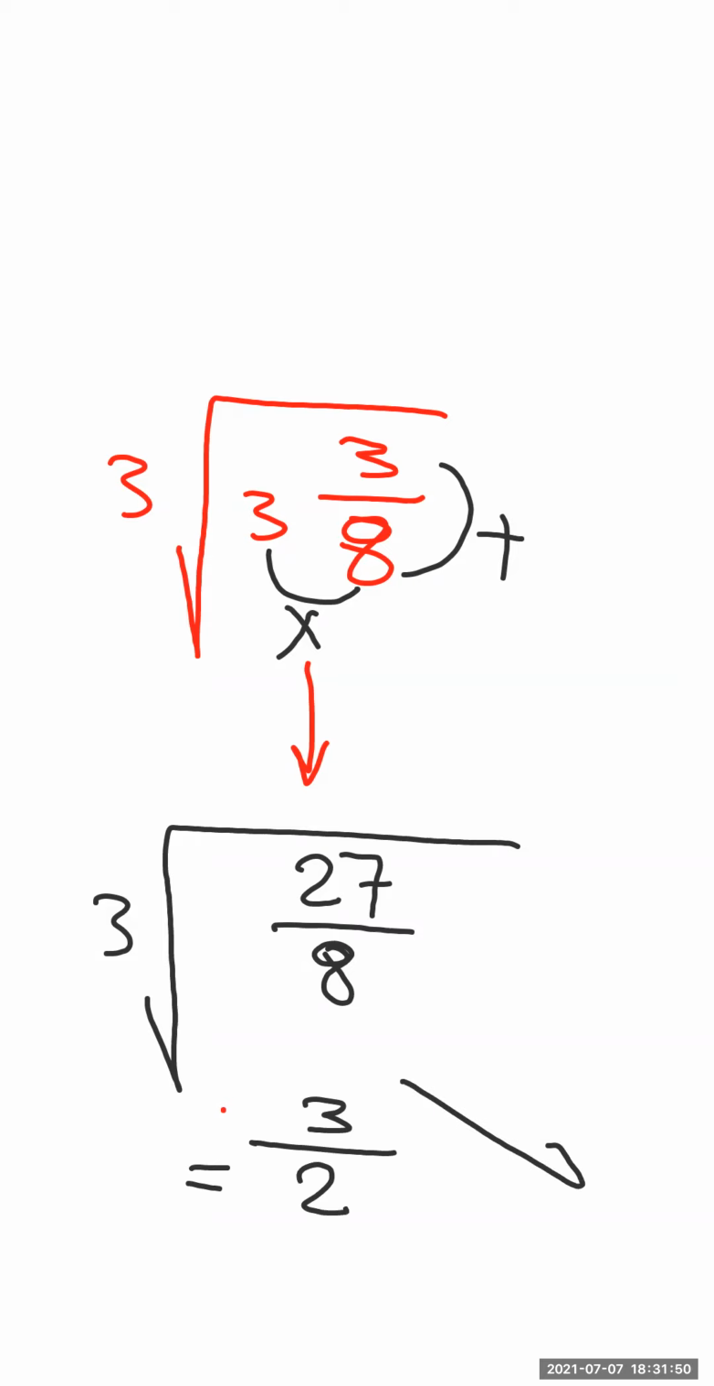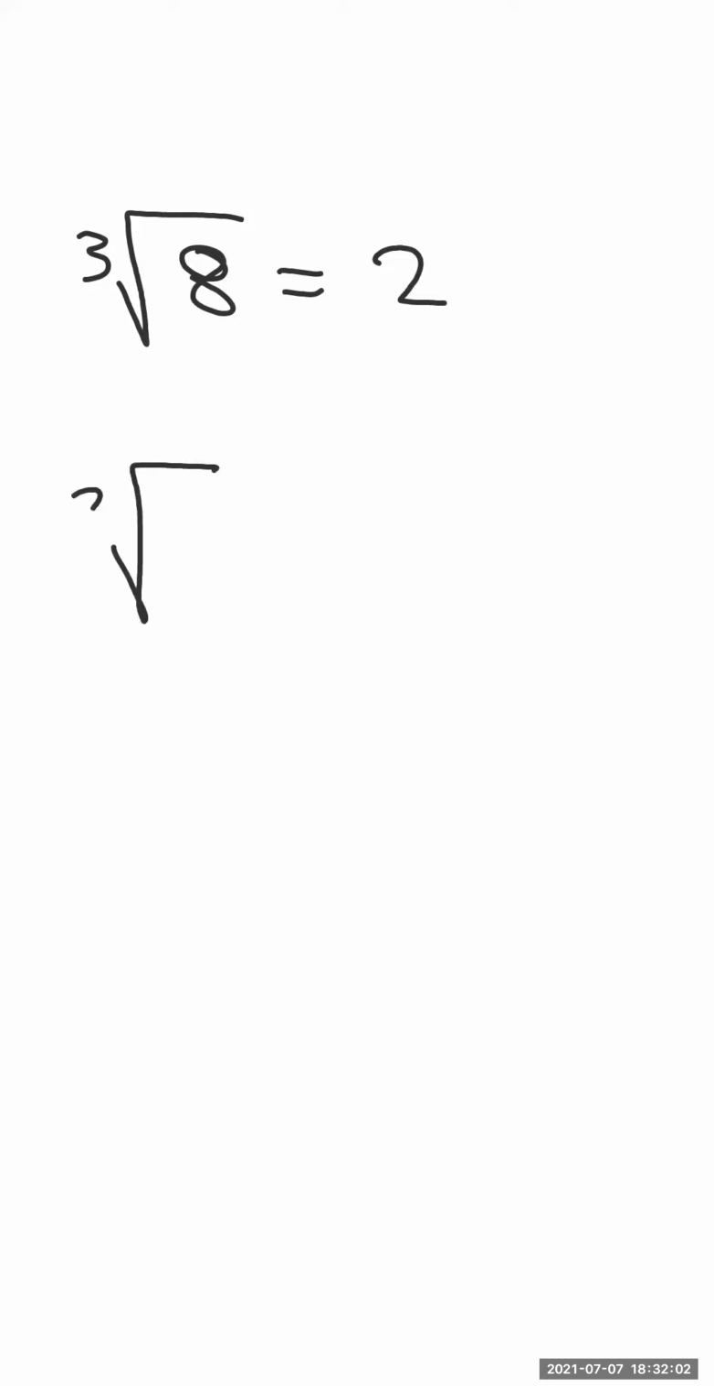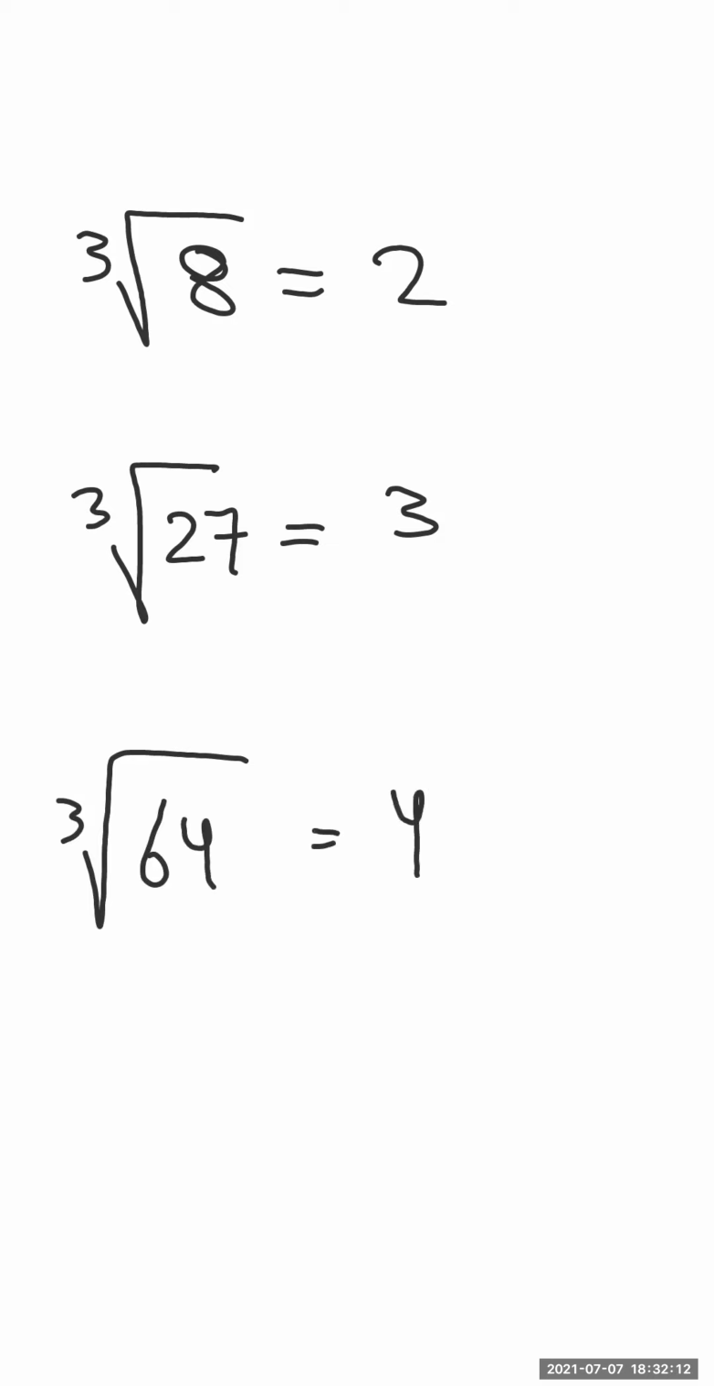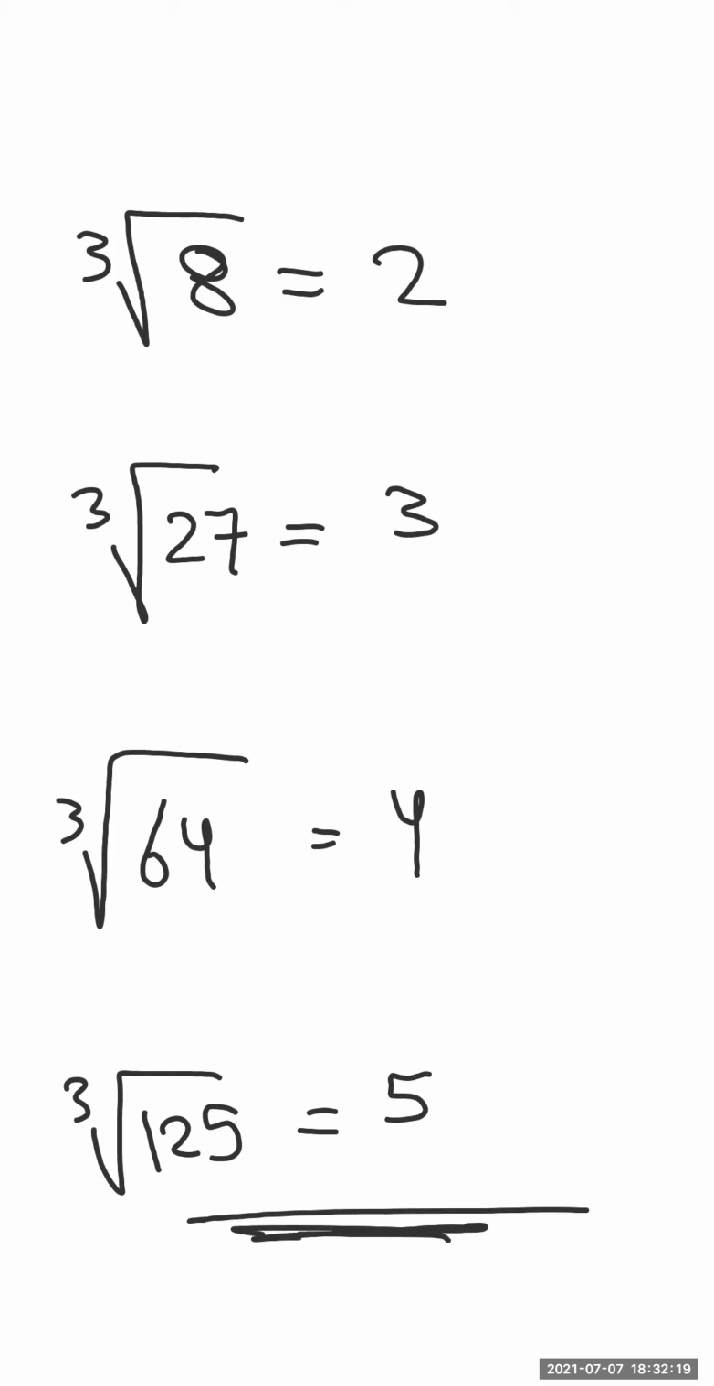Okay, now guys, if I want to check the most common numbers and their cubic roots, like the cubic root of 8, this one will equal 2. The cubic root of 27 equals 3. The cubic root of 64, this one will equal 4. The cubic root of 125 will equal 5. So these are the most common cubic roots we are using. Okay, guys?